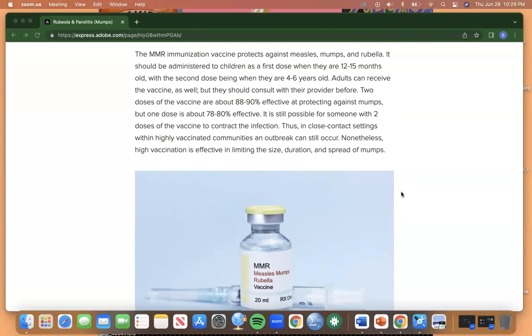Two doses of the vaccine are about 88 to 90% effective at protecting against mumps, but 1 dose is about 78 to 80% effective. It is still possible for someone with 2 doses of the vaccine to contract the infection. Thus, in close contact settings with highly vaccinated communities, an outbreak can still occur. Nonetheless, high vaccination is effective in limiting the size, duration, and spread of mumps.